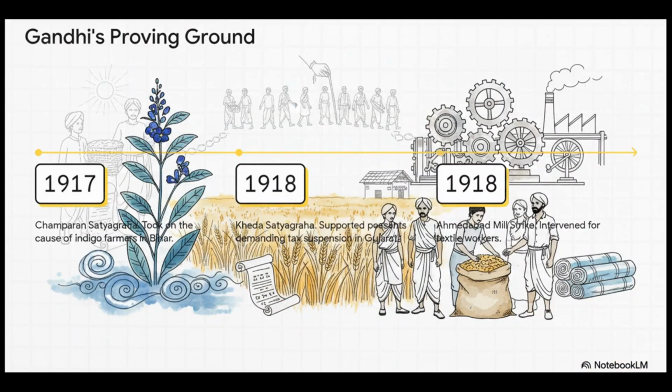And just look at how fast he moves. It's one campaign right after another. In 1917, he's in Champaran, fighting for exploited indigo farmers. A year later, 1918, he's in Kheda, backing landowners against unfair taxes. And in that same year, he's in Ahmedabad, standing with textile workers against the powerful mill owners. He's showing everyone that his methods work, whether you're in a village or a city.